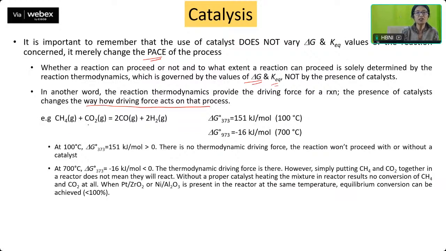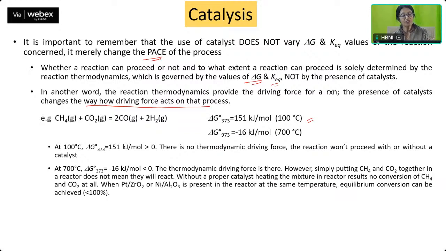Now suppose you have this particular reaction where methane is reacting with carbon dioxide, giving you carbon monoxide and hydrogen. Look at the delta G values at different temperatures. At 100 degrees centigrade, it is plus 151 kilojoules per mole, so obviously this reaction is non-spontaneous because the delta G value is positive. Whereas if you bring up the temperature to 700 degrees centigrade, the delta G value becomes minus 16 kilojoules per mole. Then the process becomes spontaneous.